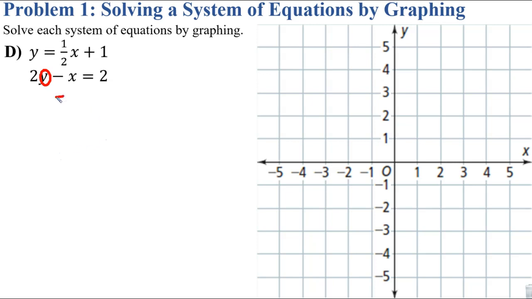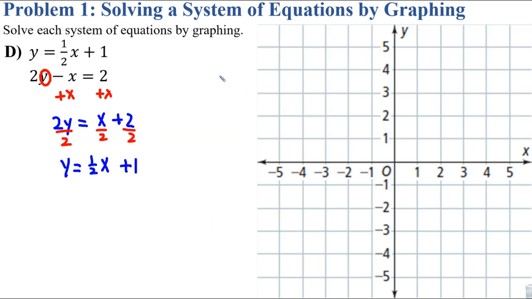to get it ready to graph, to get that y equals mx plus b form. So what I can do here is add x to both sides of this equation. That'll leave me with 2y is equal to x plus 2. And then we can divide both sides by 2, so divide everything by 2. So that'll give me y is equal to 1/2 x, like we have up above here. And 2 divided by 2 is a 1.